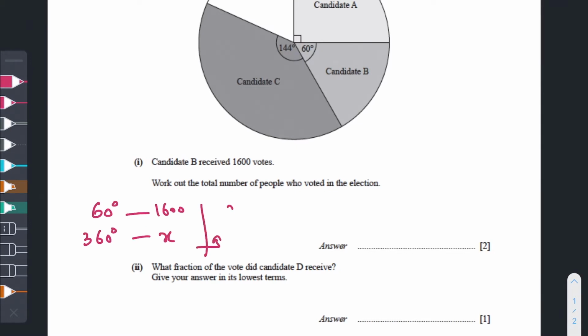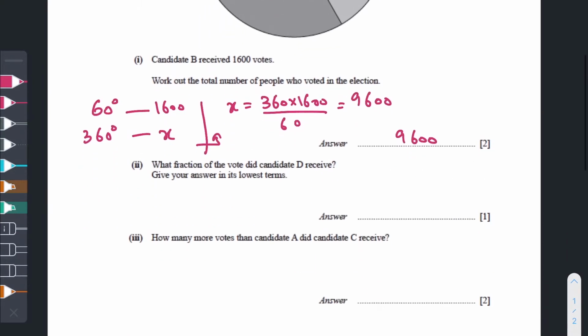We multiply 360 with 1600 and divide that by 60. When we plug this into the calculator, we get 9600. So there are a total of 9600 people who voted in this election. The next part says what fraction of the vote did candidate D receive? Give your answer in its lowest terms.